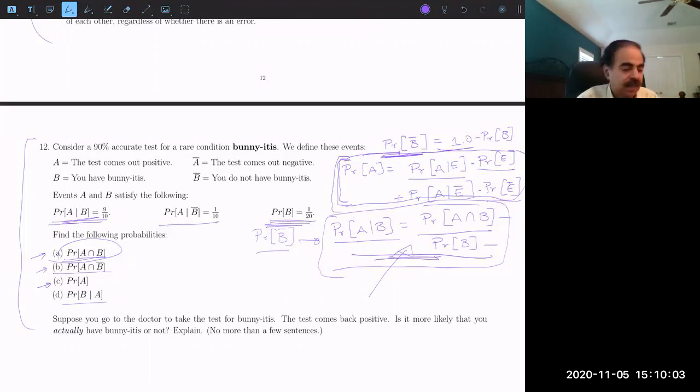Okay, so all of this is problem 12. All the 4 parts are pretty straightforward applications of these conditional probability definitions. And there is, of course, a last part, which is quite similar to the problem that we discussed in class. So you're not going to find any surprises here, right? So once again, you have a rare condition, right?